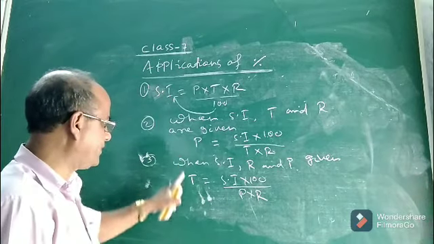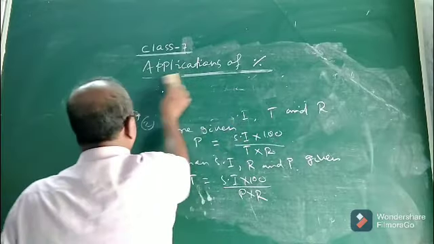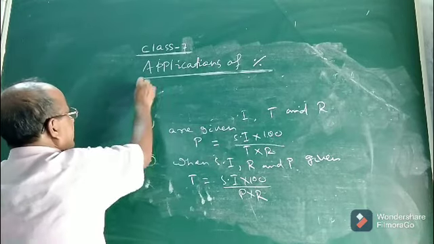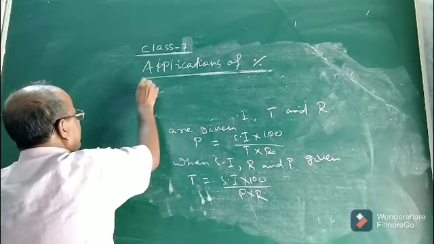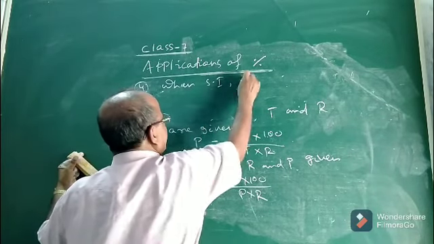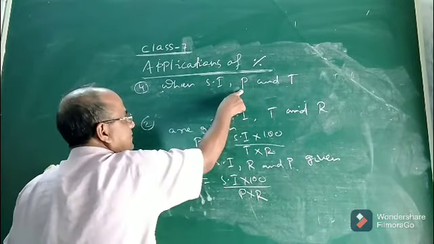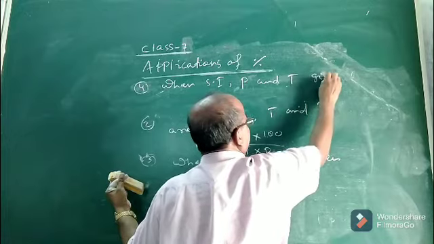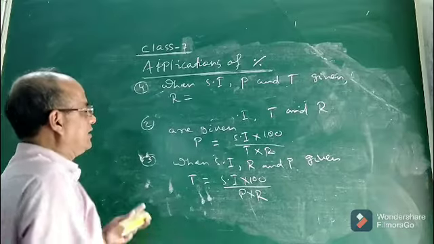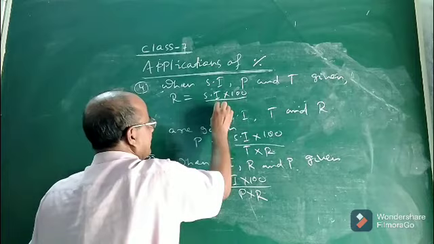Okay. So this is the formula for P, this is the formula for T. Then how to calculate the rate of interest? Suppose in a question you are given simple interest, principal or sum and time period. Then how to calculate the rate of interest? The same formula: it will be SI, simple interest into 100 by P into T.